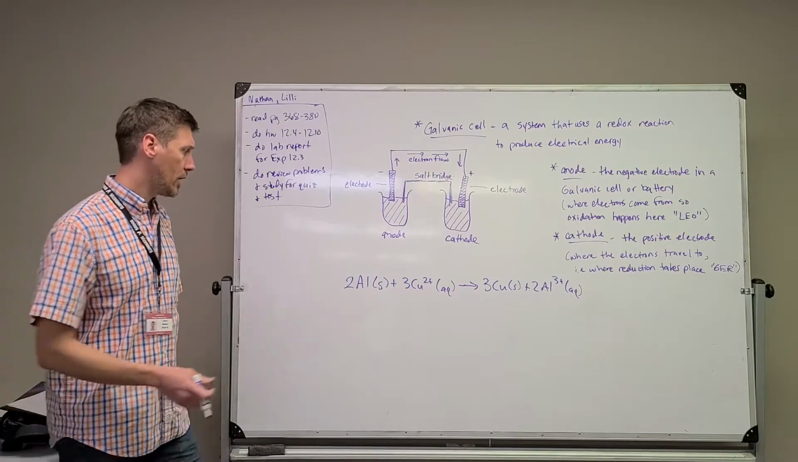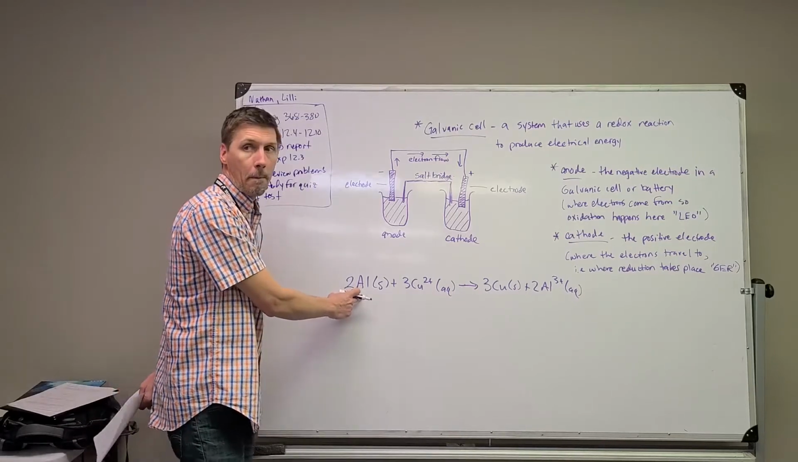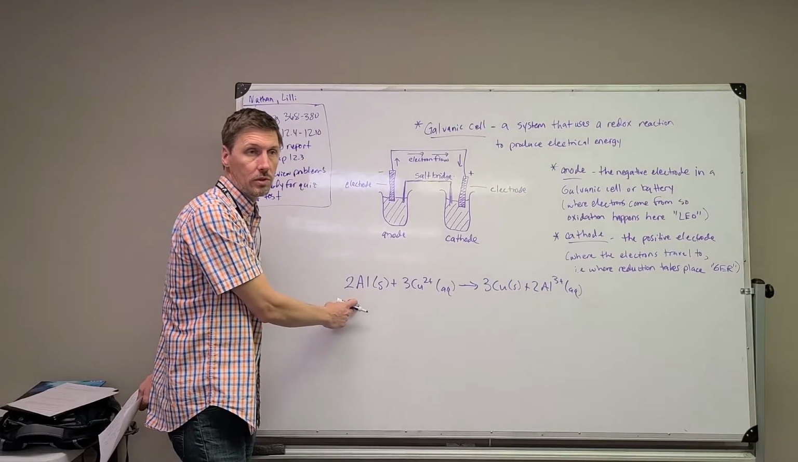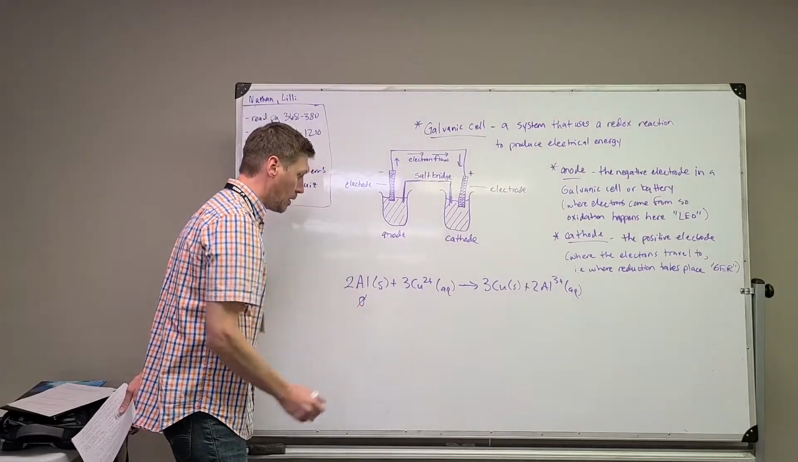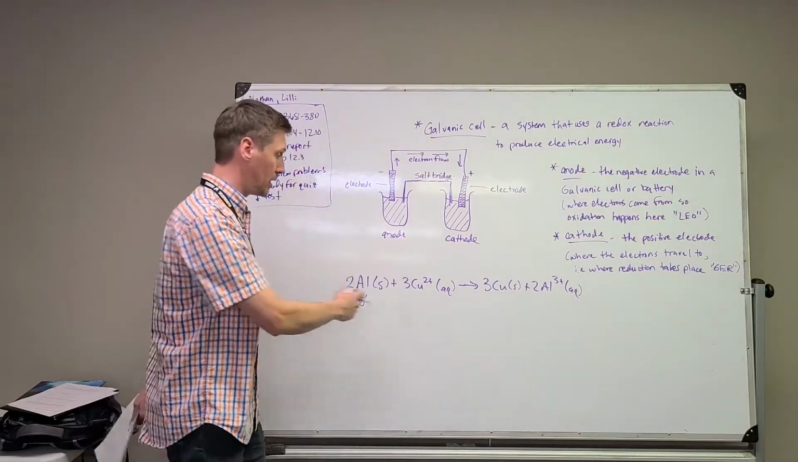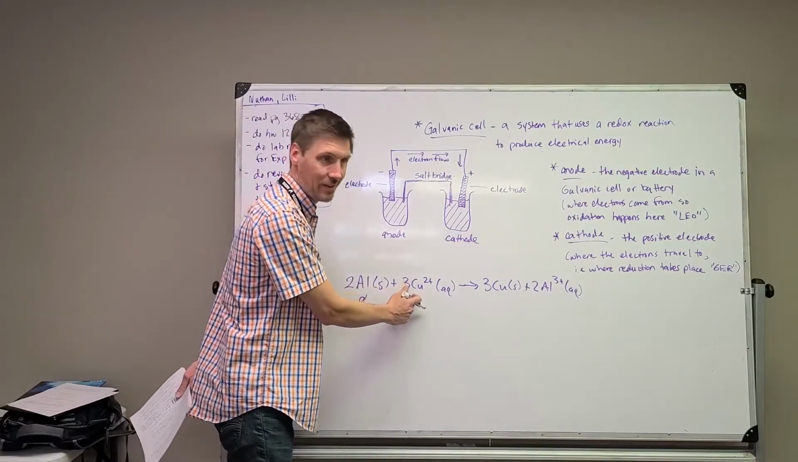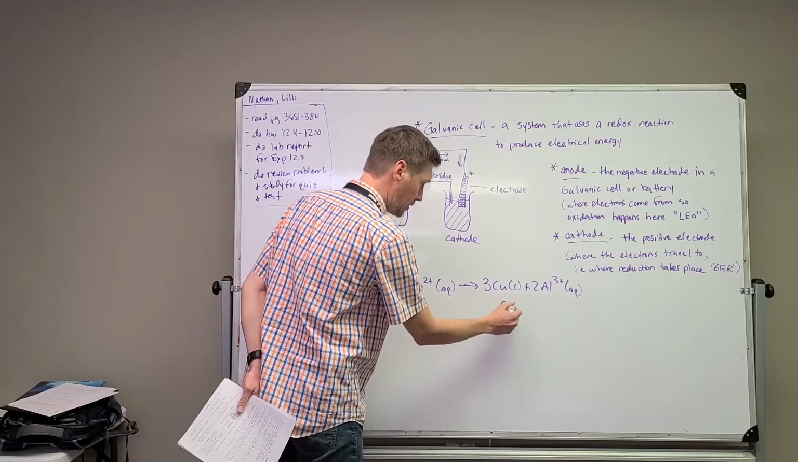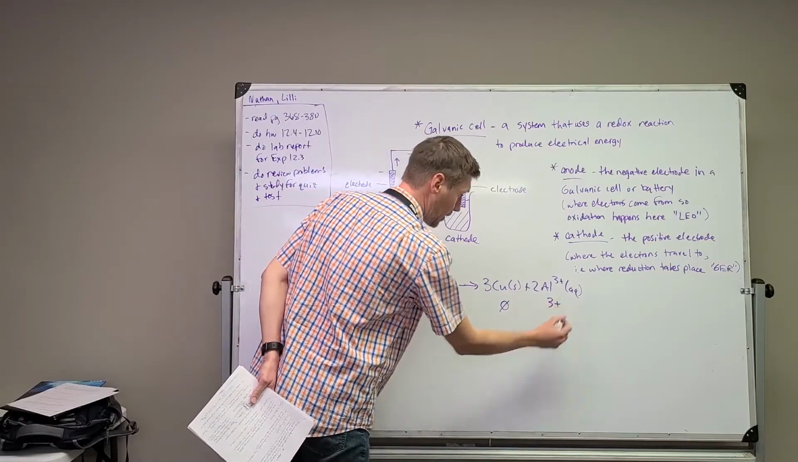Al is going to have what oxidation state? Based on our rules, 0. It's going to have 0, right? This one's actually really simple. What's the oxidation state of Cu2+? 2. The Cu is 2+. Here the Cu is 0. Here the aluminum is 3+, right?